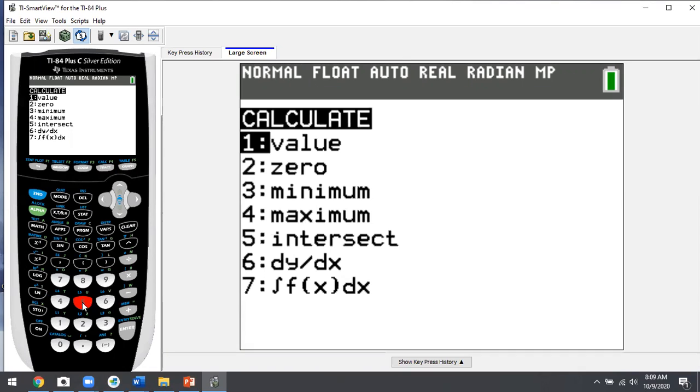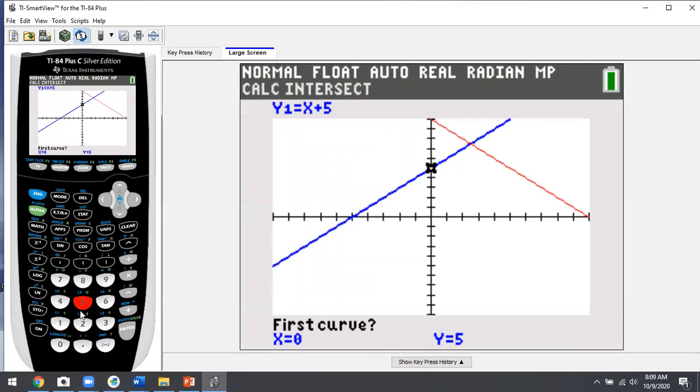So you hit that. Now, this is not as hard as usual. It says first curve. If you only put 2 curves in the y equals, you only have 2 equations, so you don't have to worry about a thing. Just hit enter. Second curve, hit enter. Guess: if you want to move a little closer to where they cross, that might be a good idea. Then you hit enter, and it just spits out the answer for you.